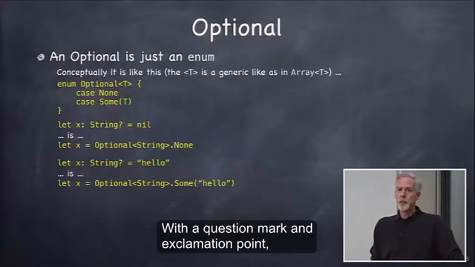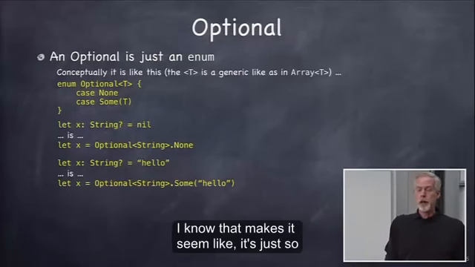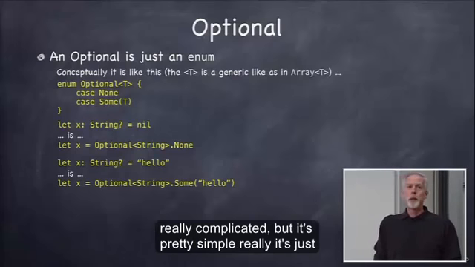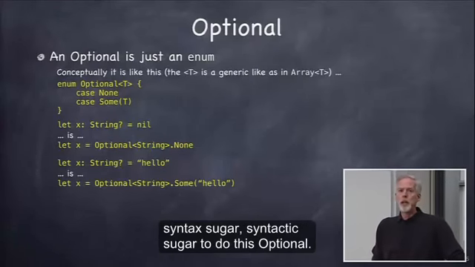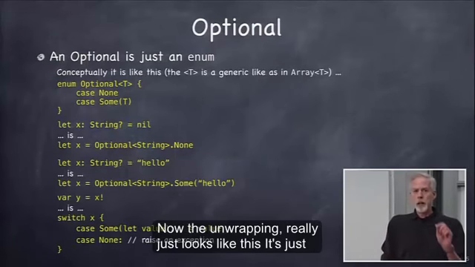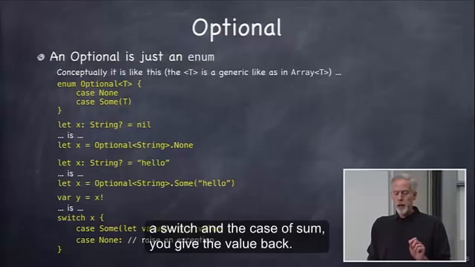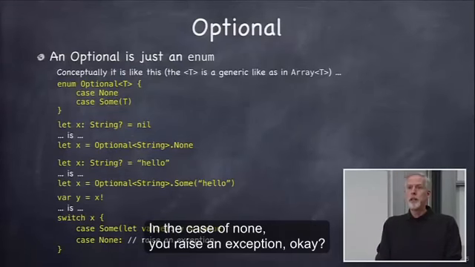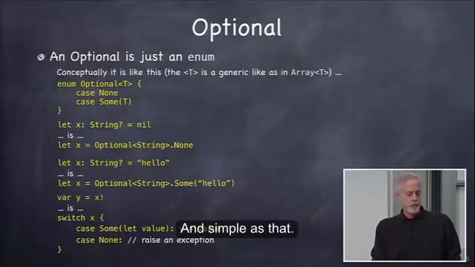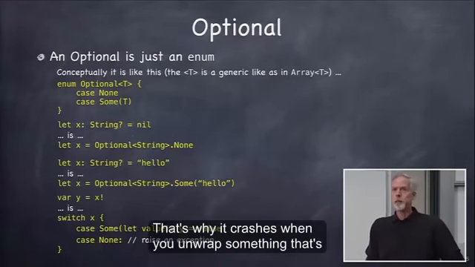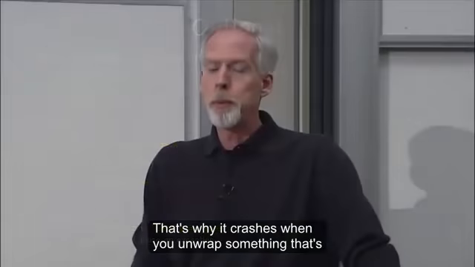The question mark and the exclamation point make it seem like, whoa, it's really complicated, but it's pretty simple, really. It's just syntactic sugar to do this optional. Now, the unwrapping really just looks like this. It's just a switch. In the case of some, you give the value back, and in the case of none, you raise an exception. Simple as that. That's why it crashes when you unwrap something that's nil.